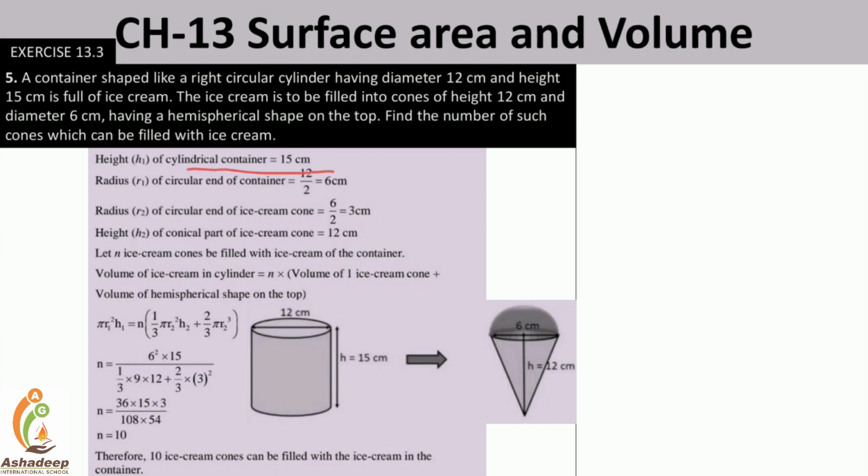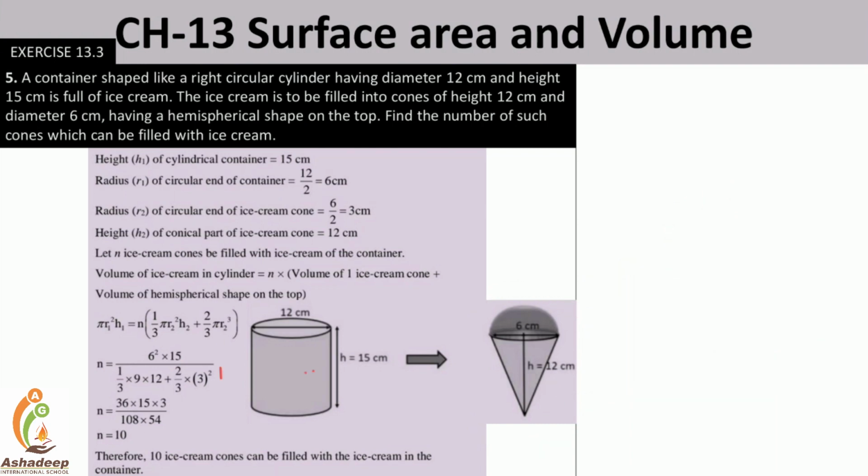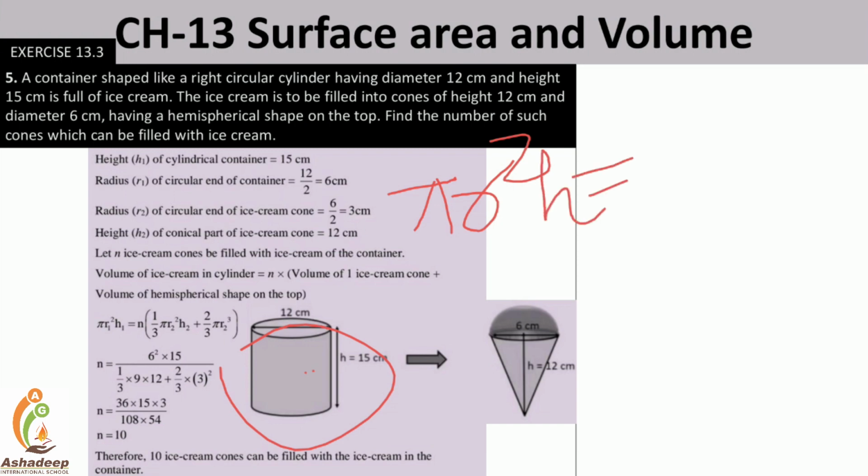So those things are mentioned here: the height h1, radius r1, radius r2, height h2. So those things are given. Now this cylinder is converted into this cone, but this cone has two shapes. One is the cone and the top one is the hemisphere. So now what is the volume of this part? That is nothing but pi r square h, which is equal to the sum of the cone's volume and the hemisphere's volume. What about the cone?